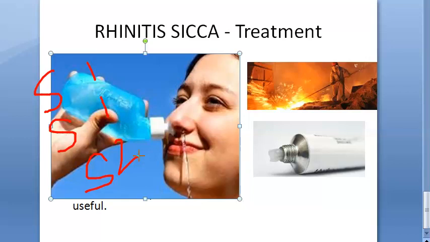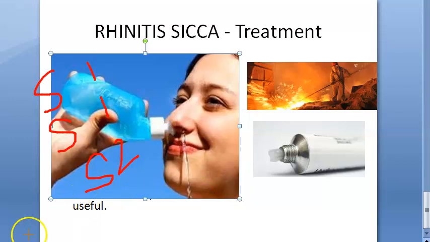Okay, then what happens? It loosens the crust and removes thick tenacious discharge. Care should be taken to avoid pushing the fluid into sinuses and eustachian tube. Initially they will do this 2 to 3 times a day. Later on, on alternate days or once in 3 days they can do this. First they have to loosen these, and then they have to remove them. If there are any hard crusts, they have to loosen those and then mechanically remove them with forceps or suction.